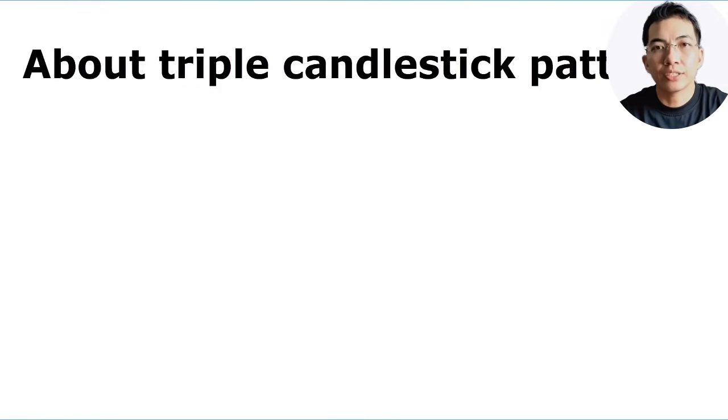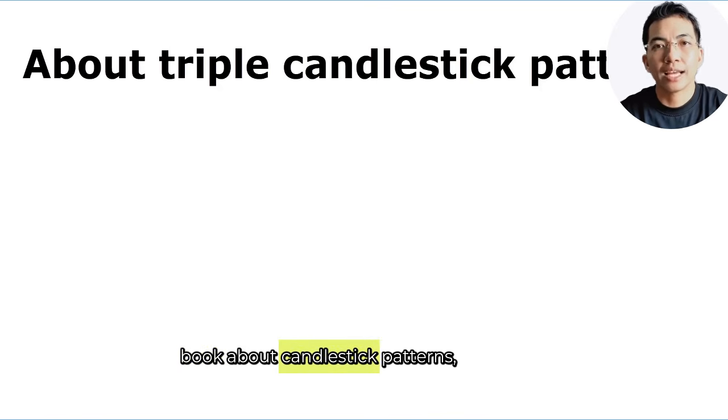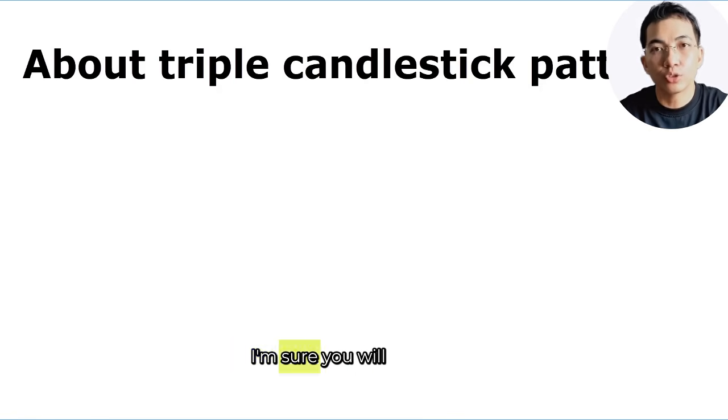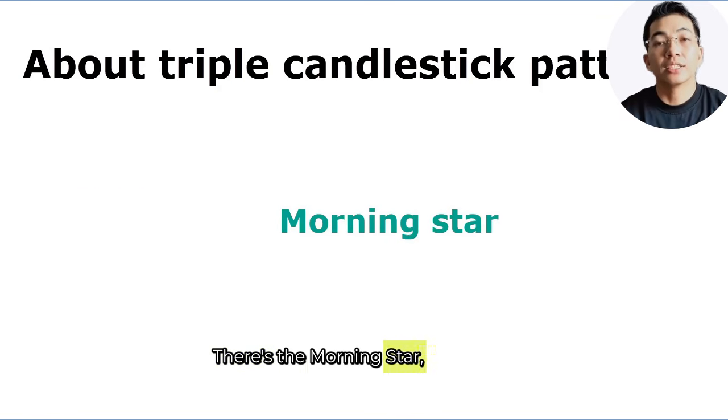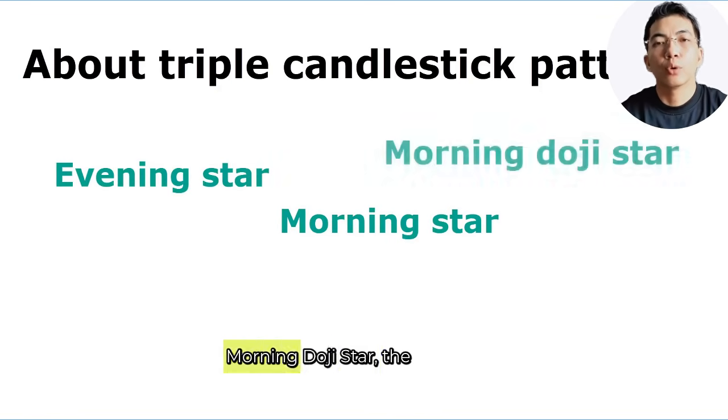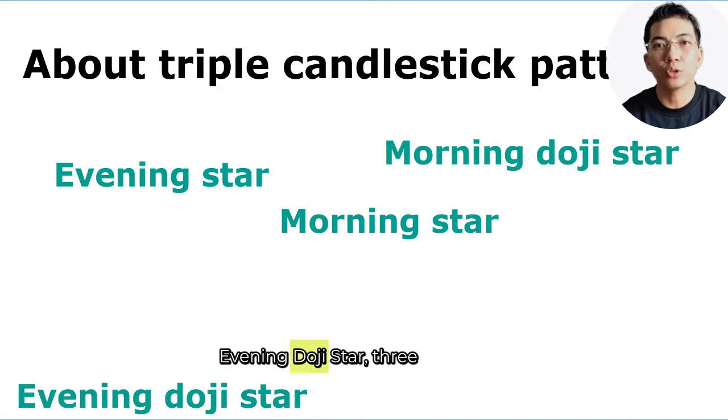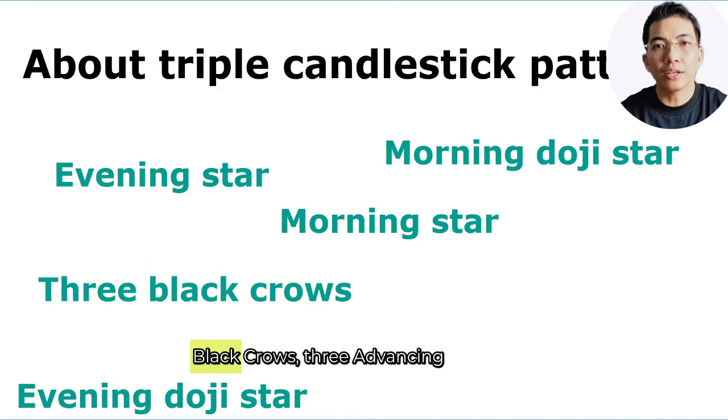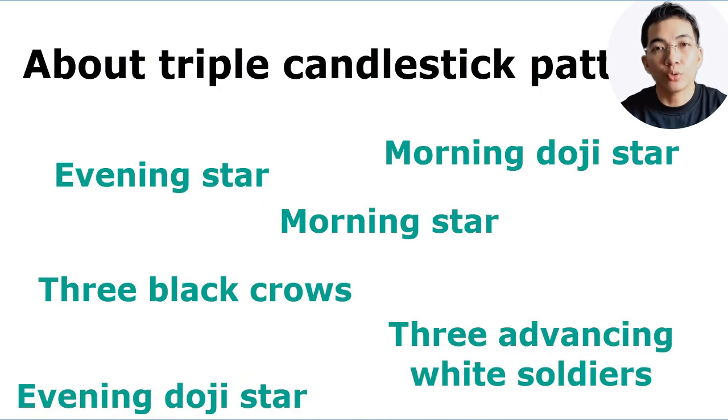There are so many three candlestick patterns. If you buy any book about candlestick patterns, I'm sure you will find at least six or seven three candlestick patterns. There's the morning star, the evening star, the morning doji star, the evening doji star, three black crows, three advancing white soldiers, and many others.